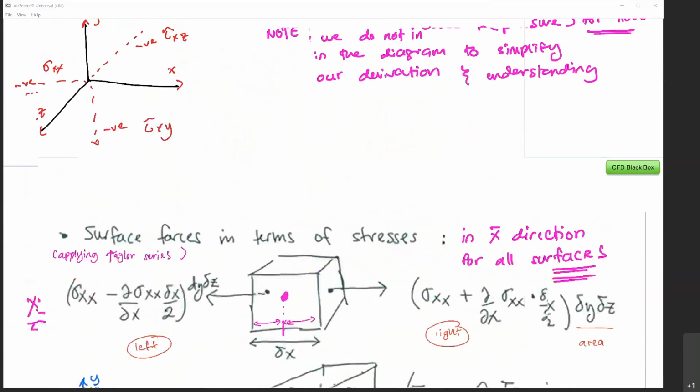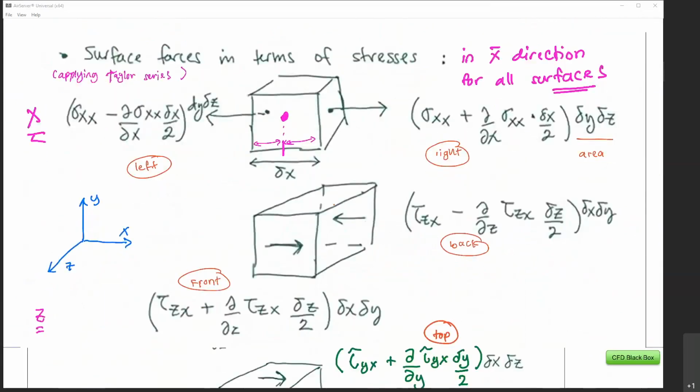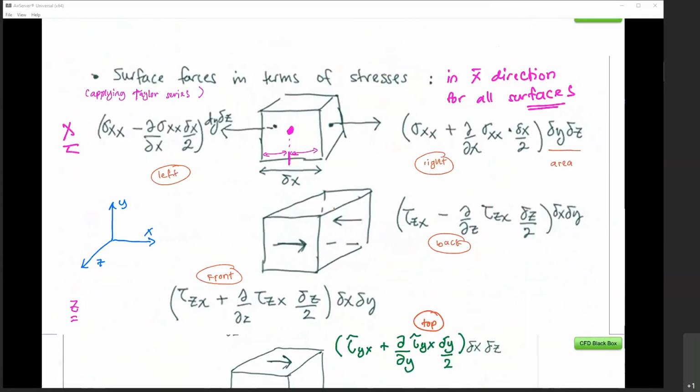All right. So for surface forces in terms of all the stresses, remember we are going to look at the stresses only in the x direction for all the surfaces. Let's look at the first one. For dx, remember, this is the direction, and this is dz and dy. Remember, from the center, that's the origin of the element.